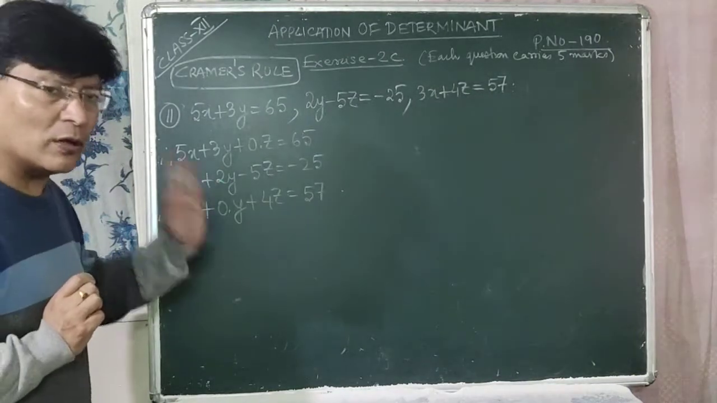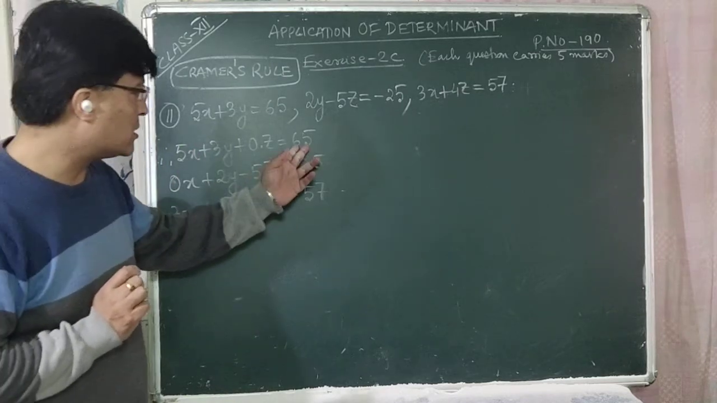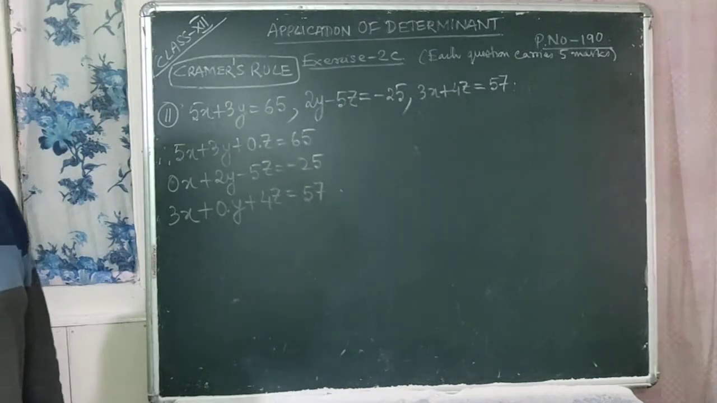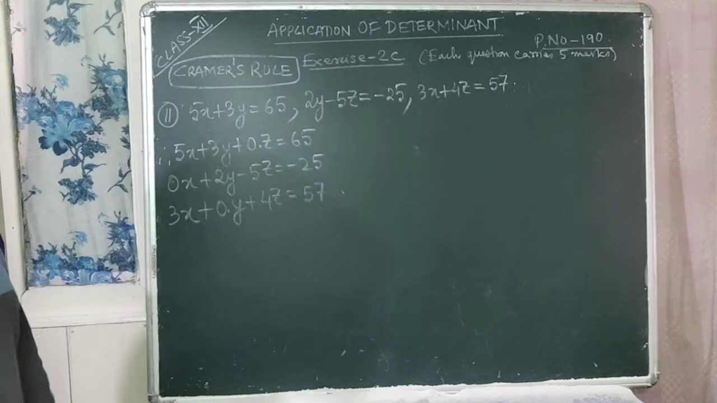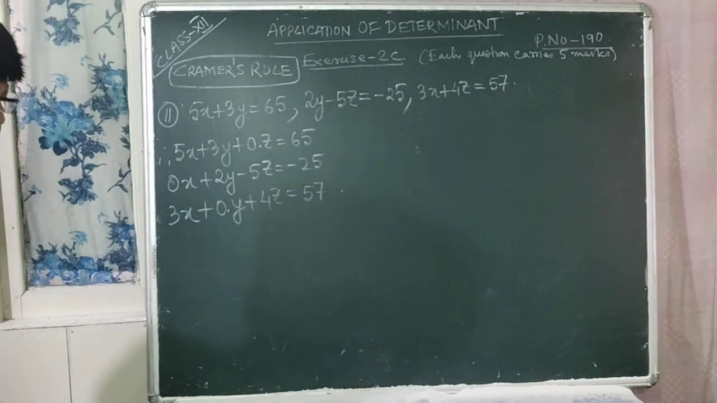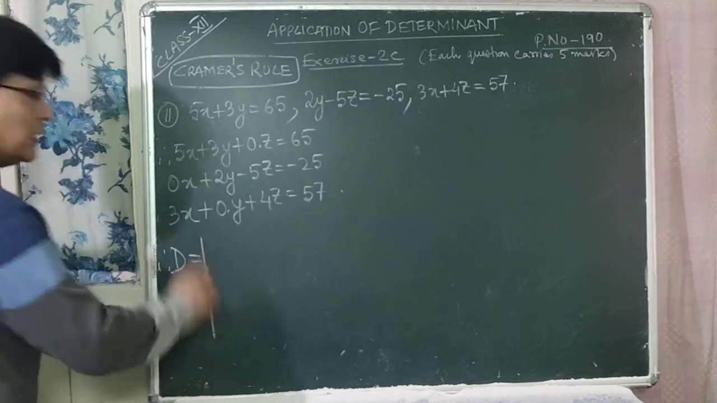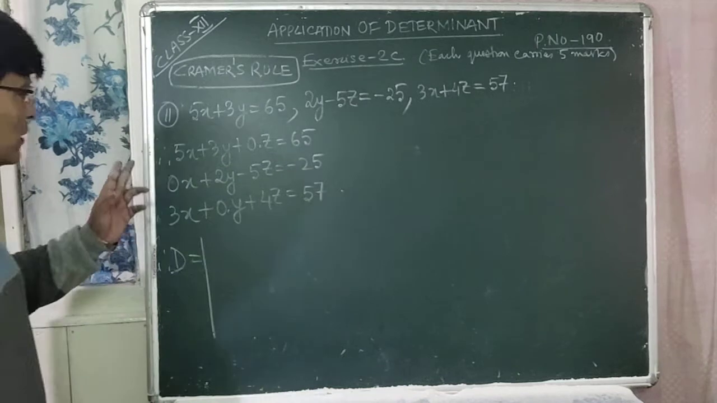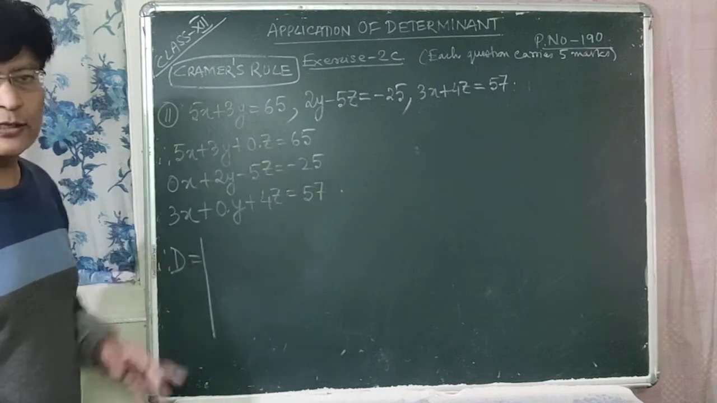All the constant terms should be on the right hand side. That is 65, minus 25 and this 57 are on the right hand side, okay? So now let us solve it with the help of Cramer's method. Let us write down D, that is the coefficient determinant. These are the coefficients of x, y and z.